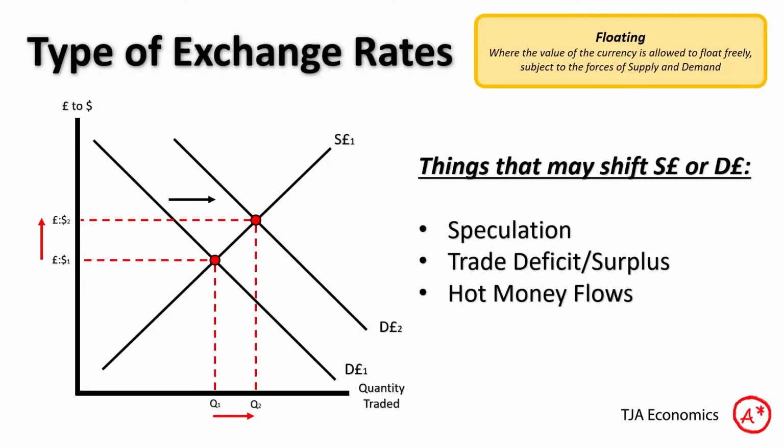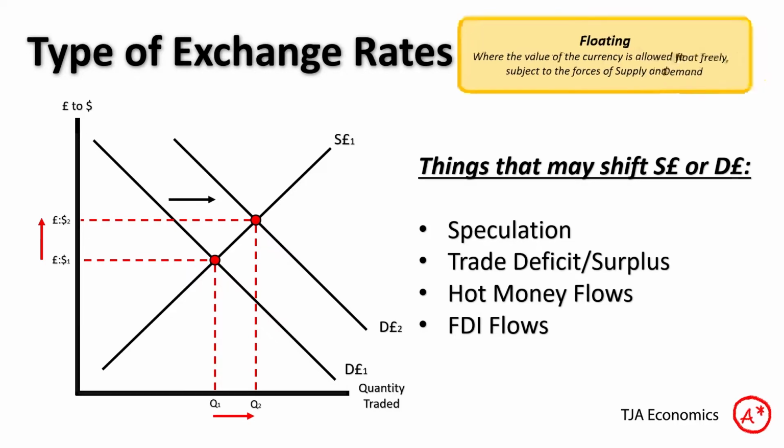Hot money flows, as we described earlier. If people move their money into or out of the UK chasing savings, that's going to affect the value of the pound. And FDI flows as well. Maybe more or less important for different countries, but certainly in someone like the UK, all four of those very well could affect the value of the pound. So let's move on to the more interesting ones then.